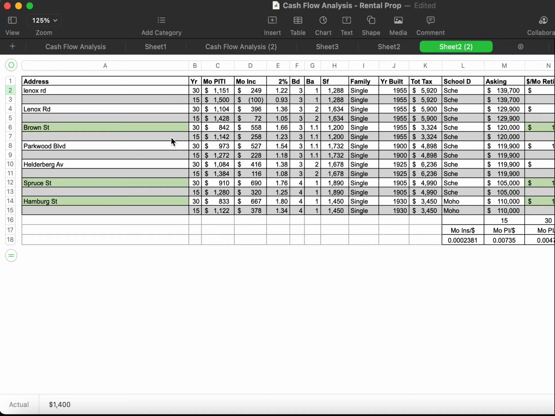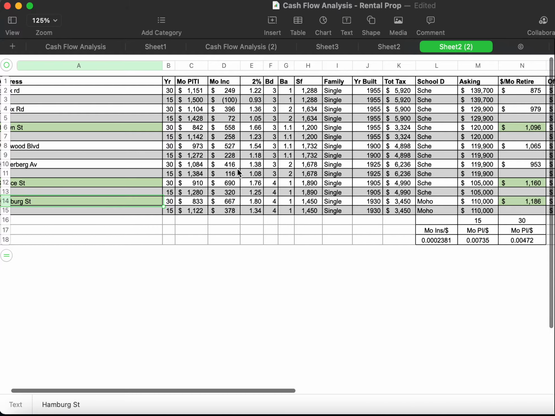Okay, so I've analyzed these 7 properties. 3 of them turned green because they were the ones that I thought were the best candidates. I got my real estate agent. We looked at those 3 properties. I put offers in on this one and this one and this one.